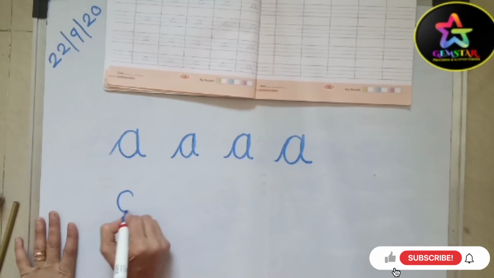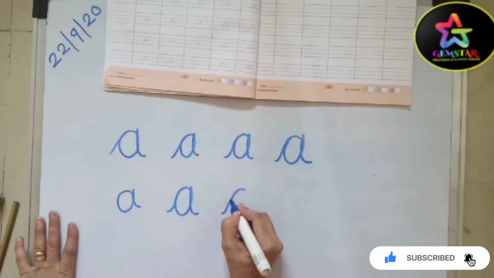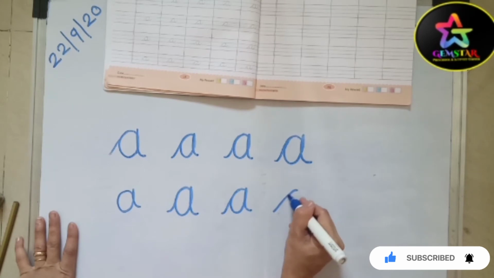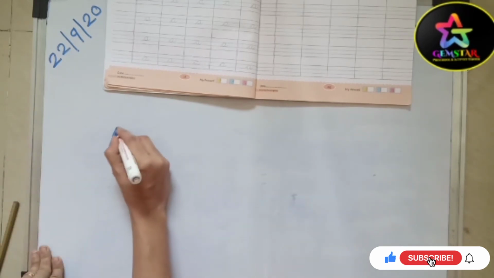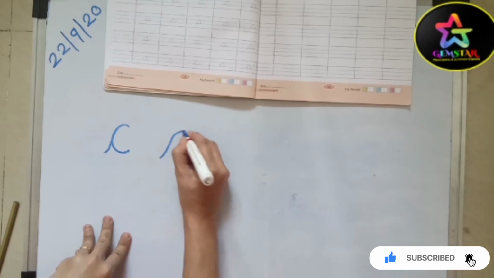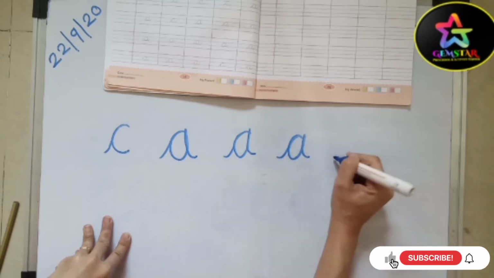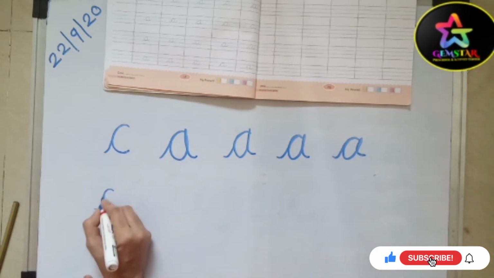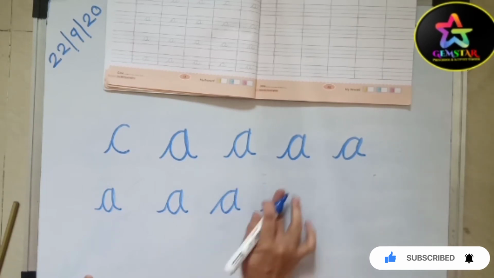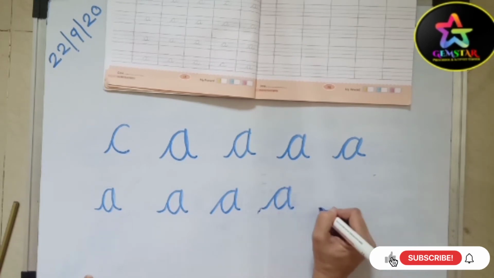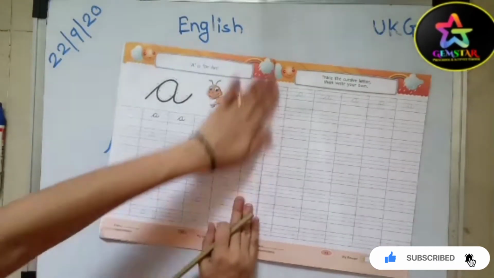You normally used to write A like that. Just add this and draw A. Okay, how? You draw C like that. Just like that. Draw A. A for ant. Okay, like that. So first trace the A.